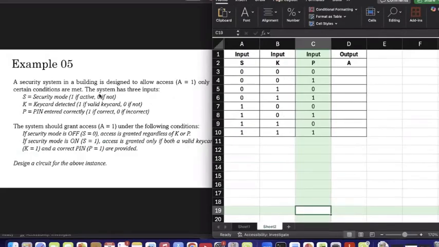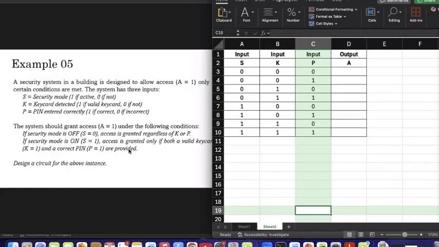So a security system in a building is designed to allow access. So A is equal to 1 when certain conditions are met, right? So we have S, K, and P. All these 3 are Boolean variables. S is 1 means security mode is active. S is 0 means security mode is not active. K is 1 means there is a valid key card. If K is 0, there is no valid key card. If the PIN is entered correctly, P is equal to 1. If it is a wrong pin, it is 0. This is how the scenario is.